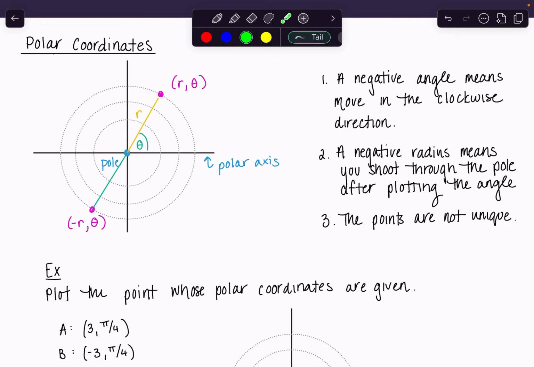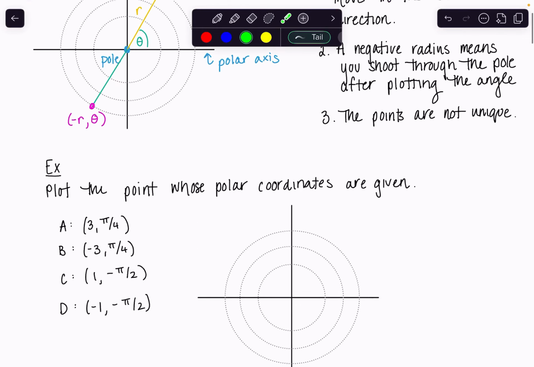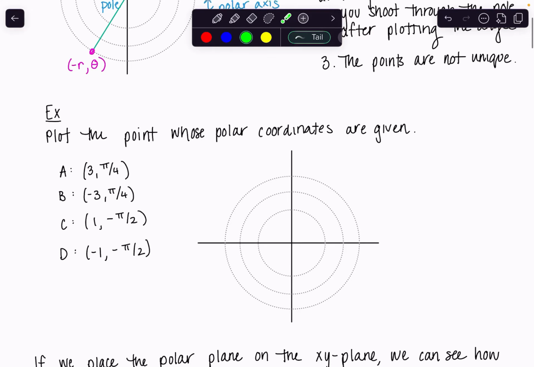The problem with doing these is just like on the unit circle, the points are not necessarily unique because we can move in that circular motion. So the same point can be represented in a multitude of ways. And likewise, because we also have negative angles and negative radii, you can plot those points in a ton of different ways, okay? So before we start working with converting things back and forth, let's just get some practice plotting the points whose polar coordinates are given.